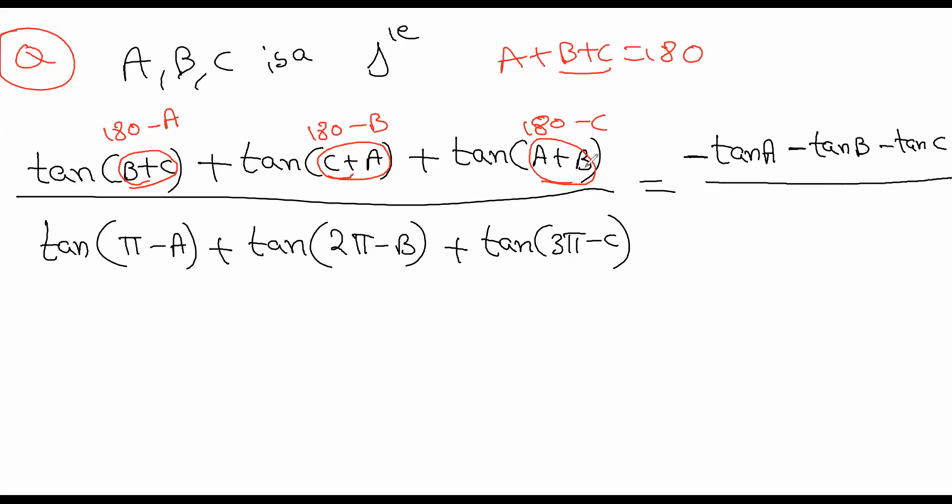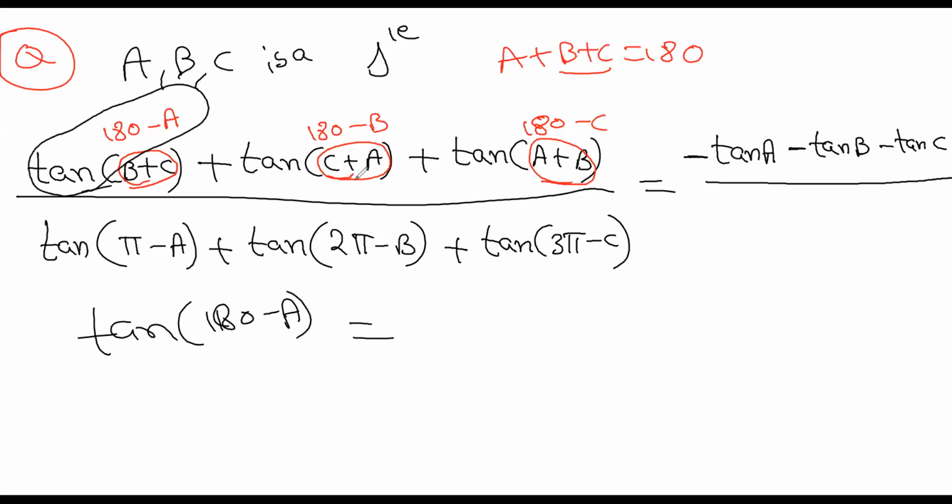Now let's come to the denominator. What is tan of pi minus A? Again, you have to convert it to one single value. What is tan of 180 minus A? It is minus tan A.